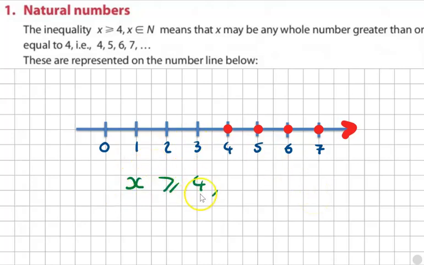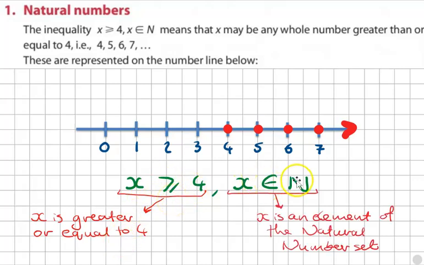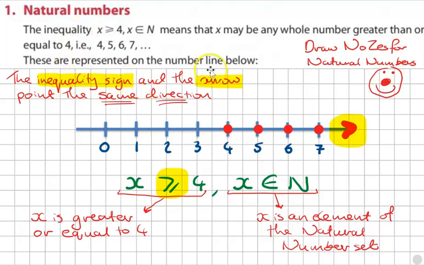So x is greater or equal to 4, comma, x ∈ ℕ. So this part here before the comma means x is greater or equal to 4. And this part means x is an element of the natural number set. So remember, draw dots for natural numbers. The inequality sign and the arrow point the same direction. So it's pointing to the right, the inequality sign, and the arrow is pointing to the right. So that will always be the case. If the inequality sign was pointing to the left, then we would draw our arrow on the left.